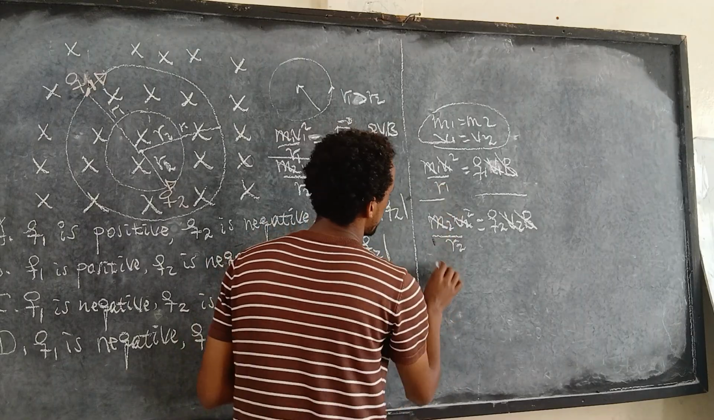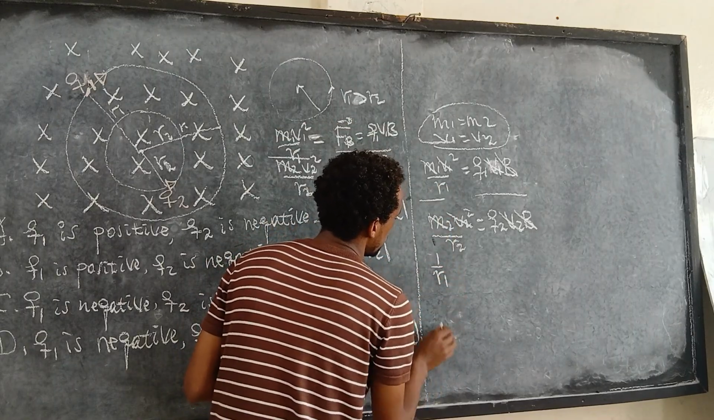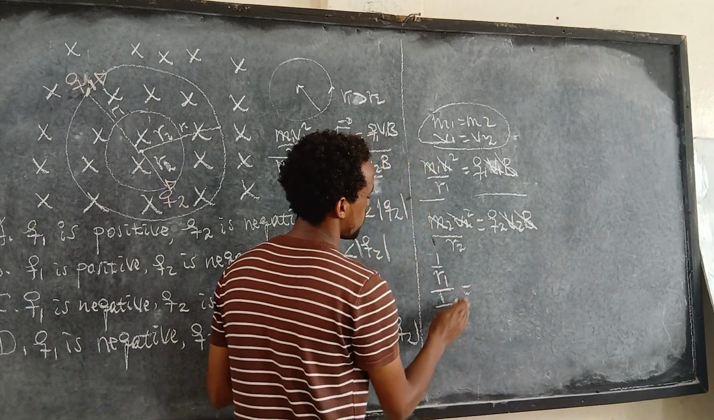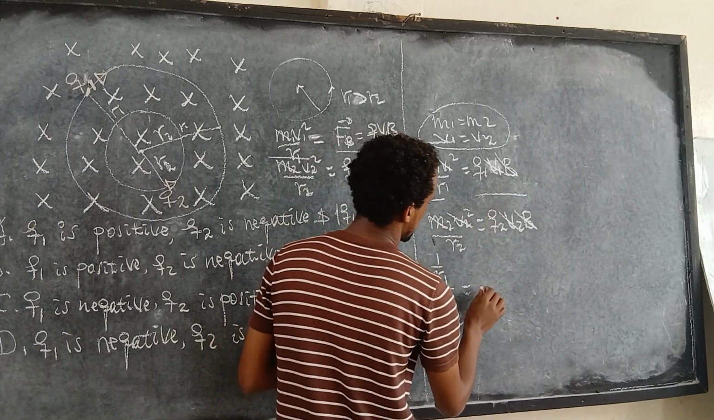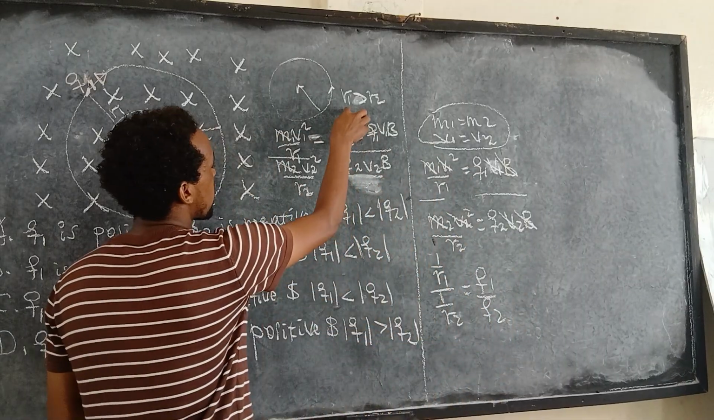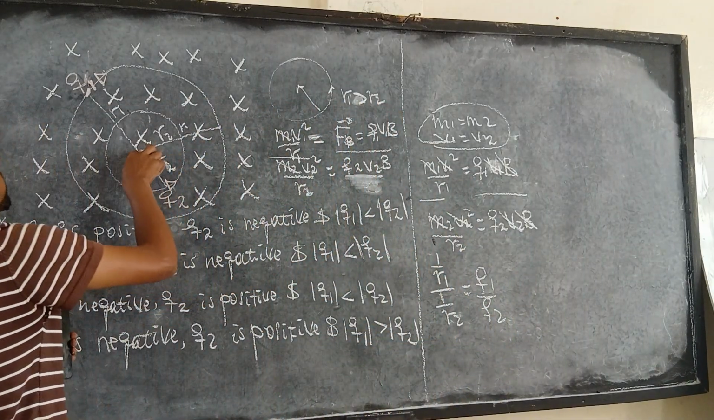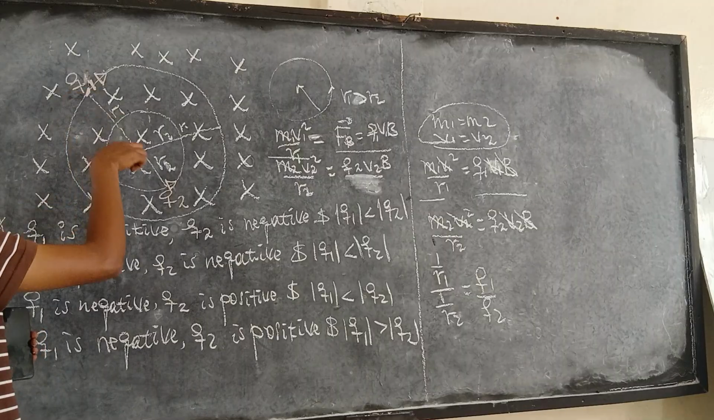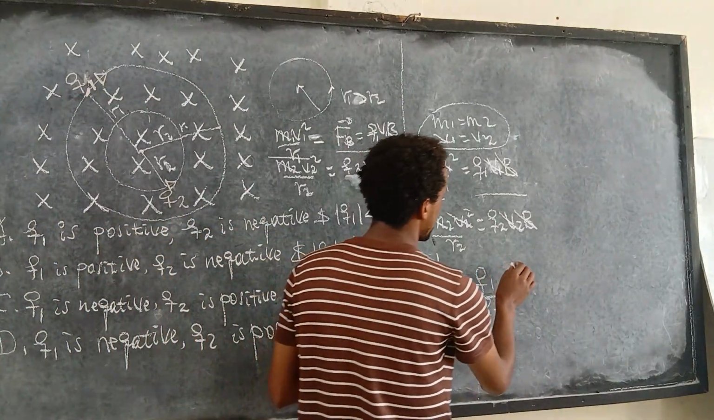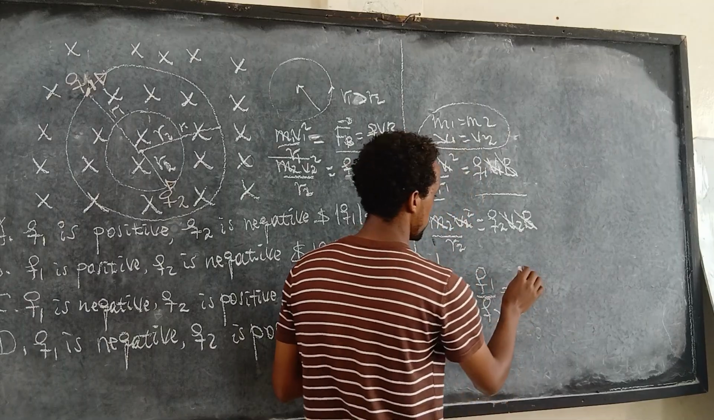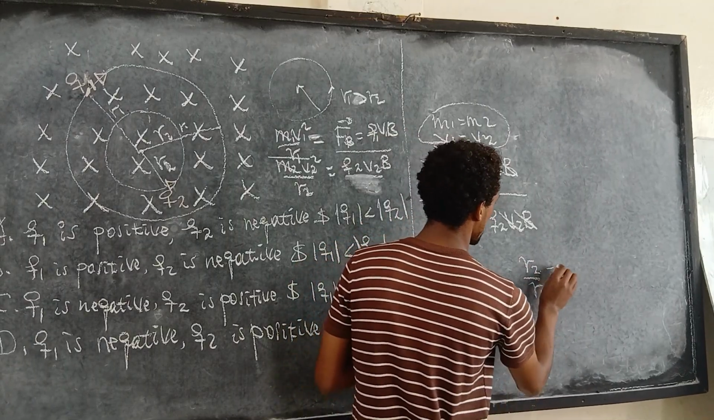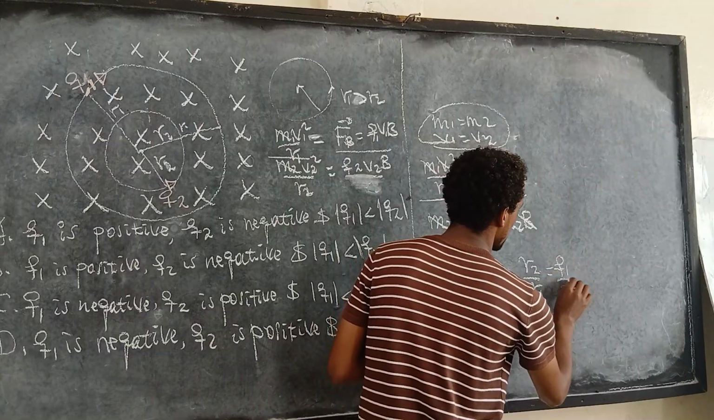Now we are left with 1 over R1 divided by 1 over R2, which is equal to Q1 divided by Q2. I mentioned that R1 is greater than R2, because the largest radius is greater than the smallest radius. So we have R2 divided by R1 equal to Q1 divided by Q2.